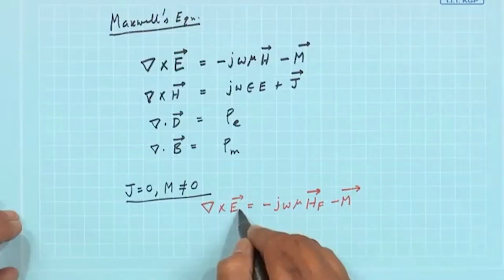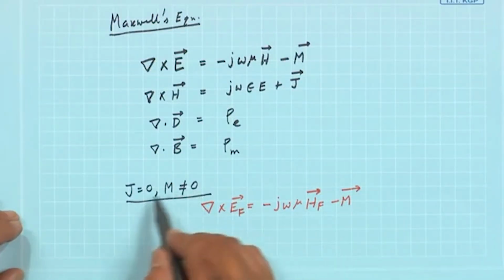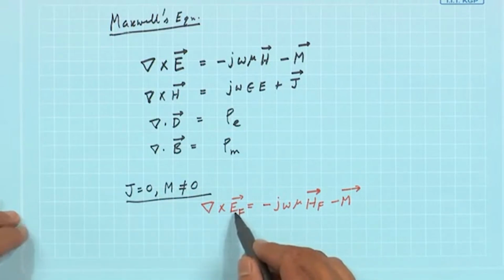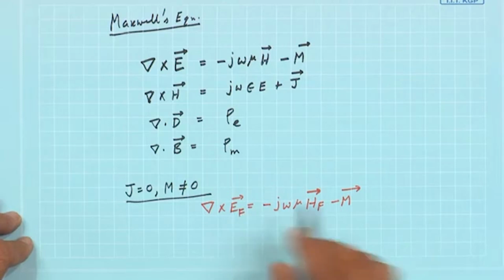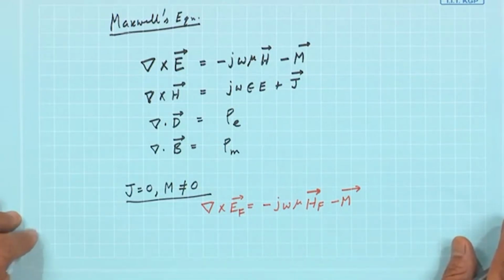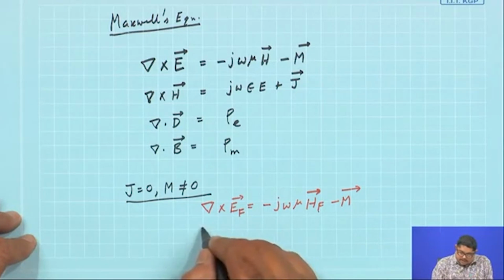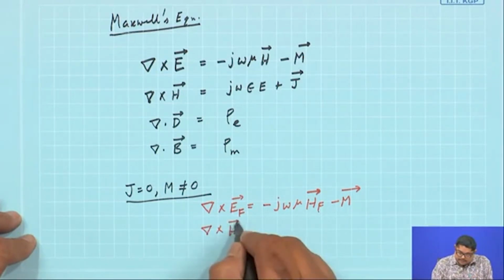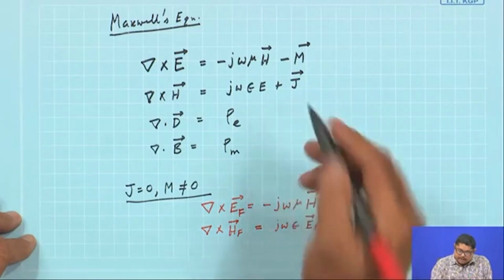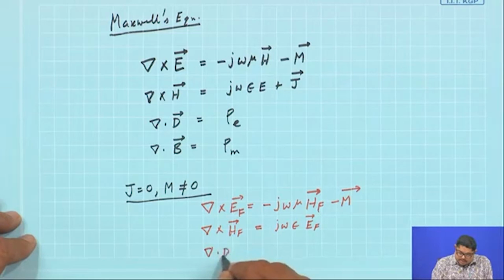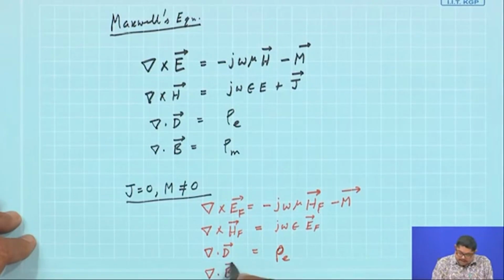That is why I am considering this case where M is present and J is absent. So, I am putting a subscript F in the field quantities. E f, this subscript F means that I will introduce the potential function F, the electric vector potential. I will define that. So, I can write del cross H f, that will be j omega epsilon E f plus nothing because J is 0, and del dot D will become 0. Let me write first rho E, I will prove it now, and del dot B is definitely rho m.